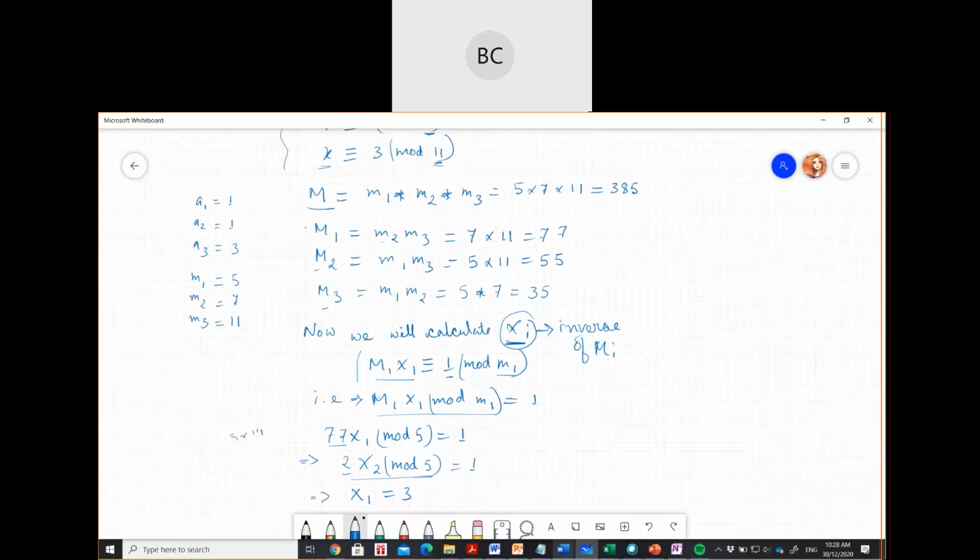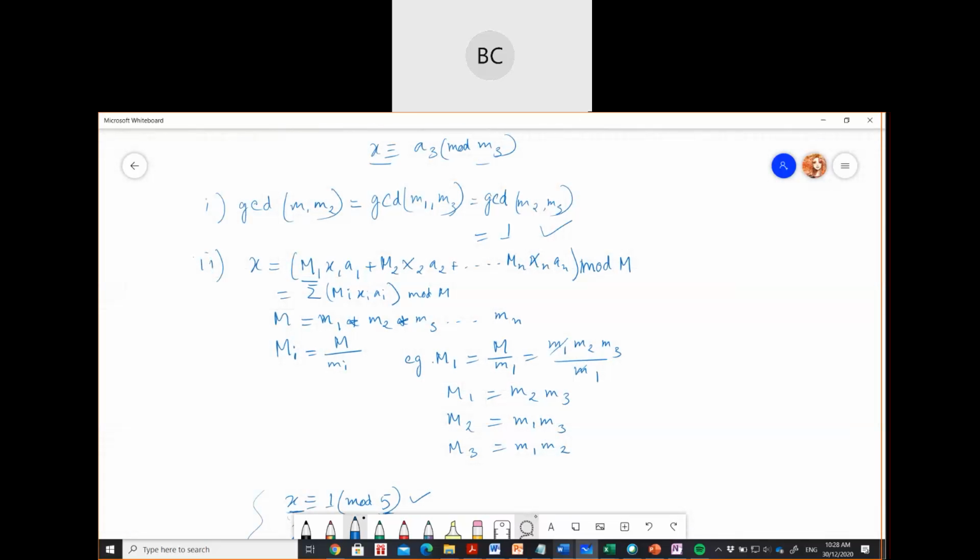Okay, so Chinese remainder theorem you can just find out with this equation. Okay, it will be Mi xi ai and so on, or it's a summation of all these values. Okay, this Mi is nothing but M divided by small mi.